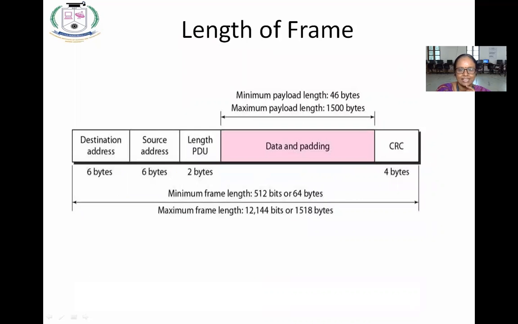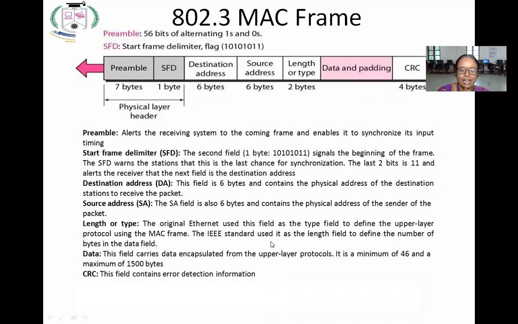Now just see, first I told you that the preamble and SFD are mainly for the physical layer header. It is mainly used to synchronize the incoming frame while I'm sending my signal. For example, this is my data, 100111, and I have a clock signal also. So for that, this preamble is used.